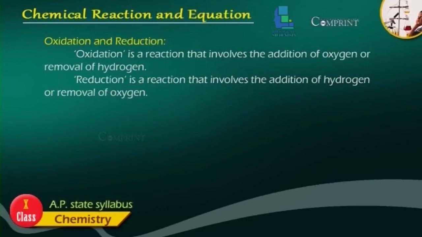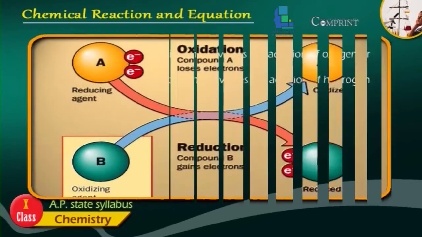Oxidation and reduction. Oxidation is a reaction that involves the addition of oxygen or removal of hydrogen. Reduction is a reaction that involves the addition of hydrogen or removal of oxygen.